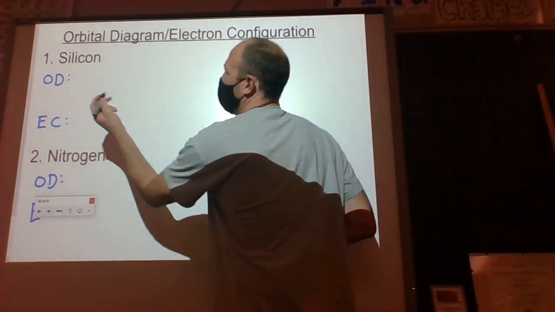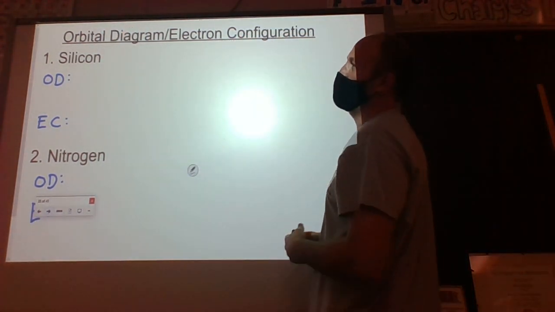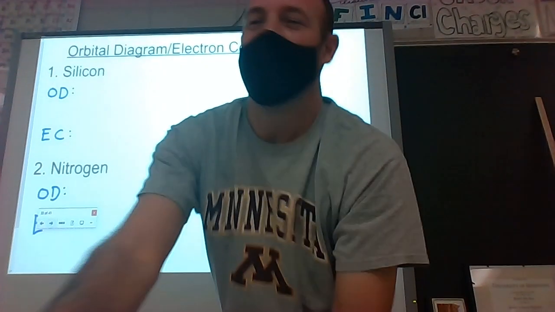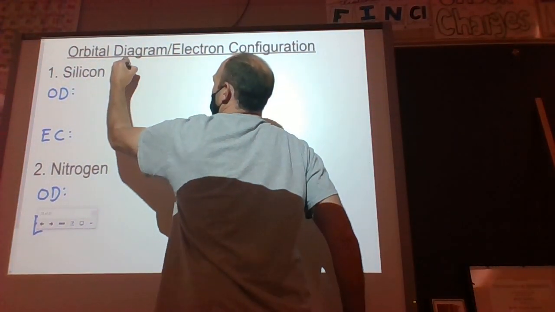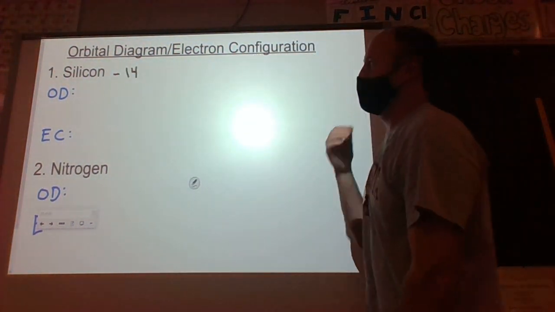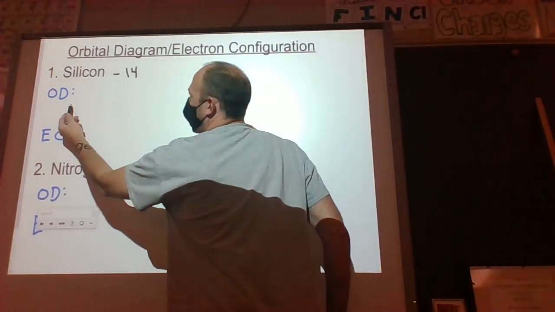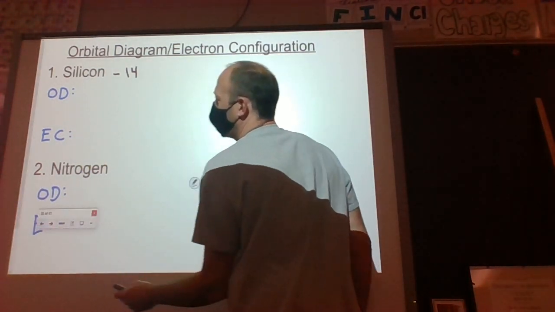So when it comes to silicon, you may have to find it on your periodic table. Miss Becky, do you know what number silicon is? That's silly. Of course, it's number 14. Nice. Number 14, that means we need 14 electrons. So what the orbital diagram is, if you go back to this, it's pretty easy.